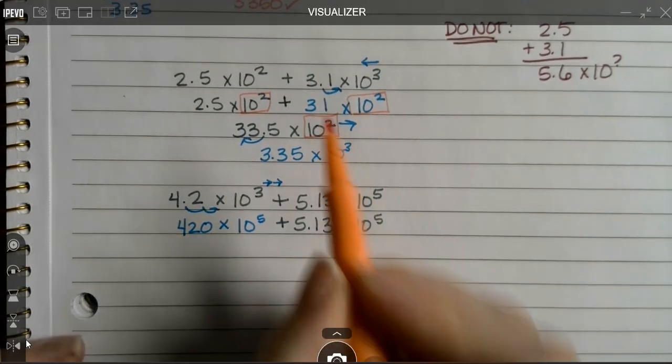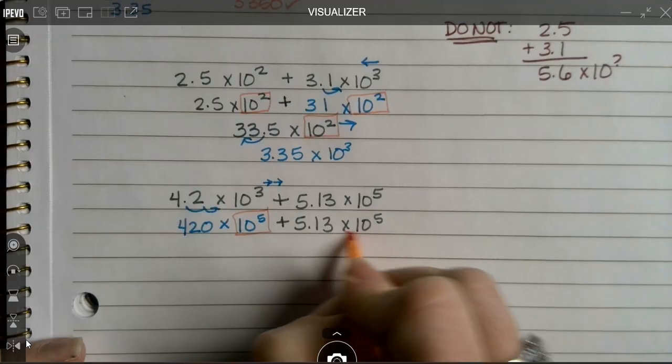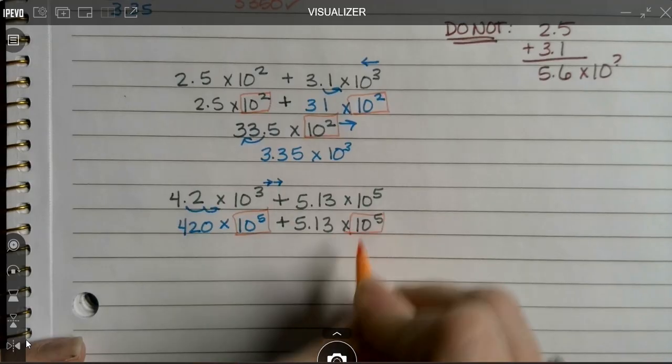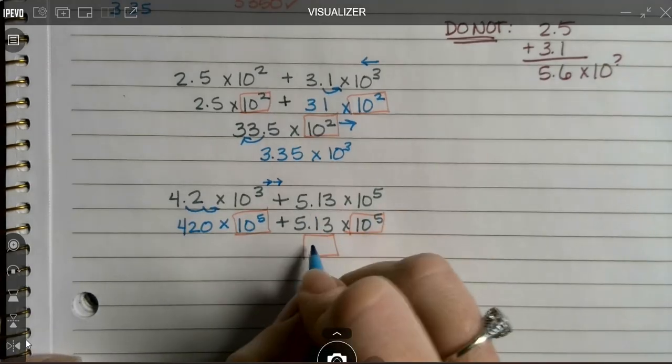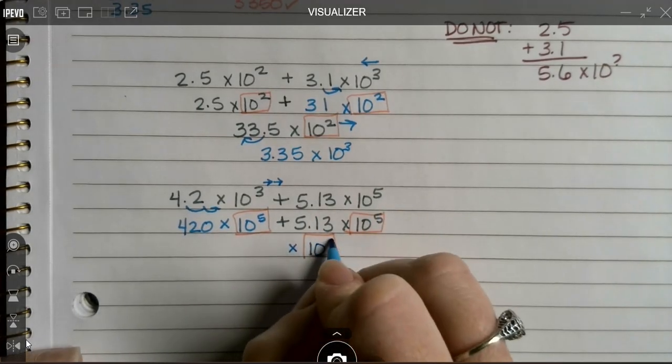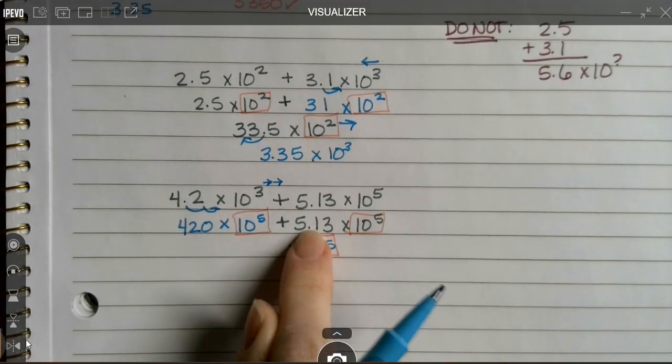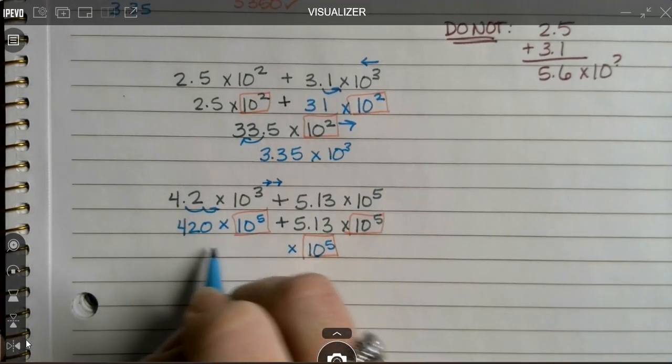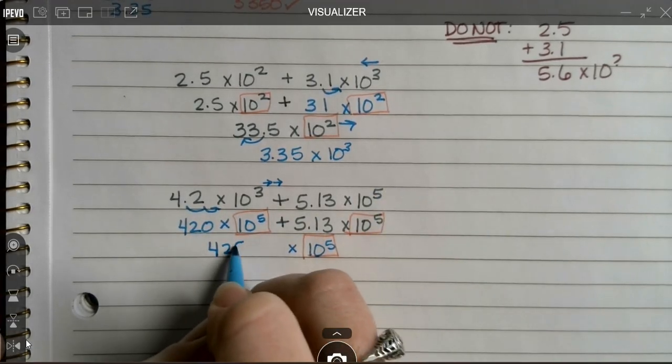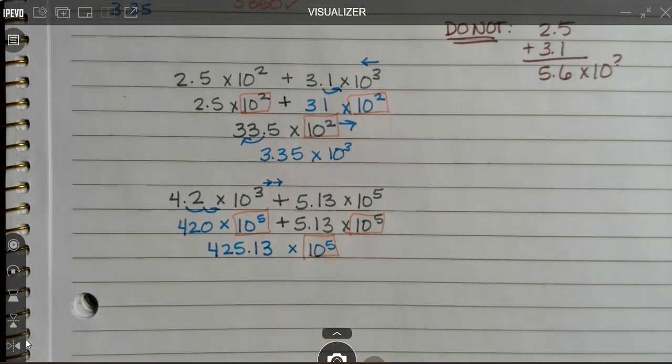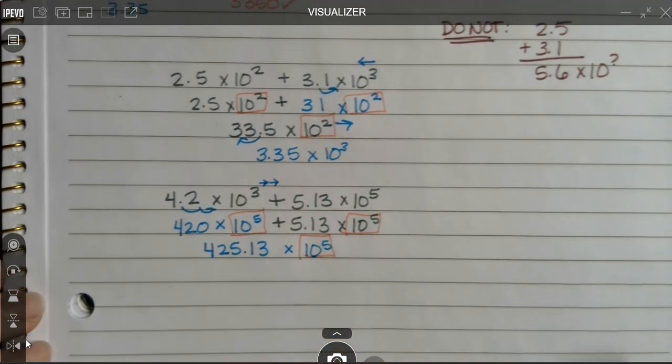Now we have our same powers of 10, so I can just bring that down, and I end up with times 10 to the fifth, and it's just 420 plus 5.13, so it's 425.13 times 10 to the fifth.